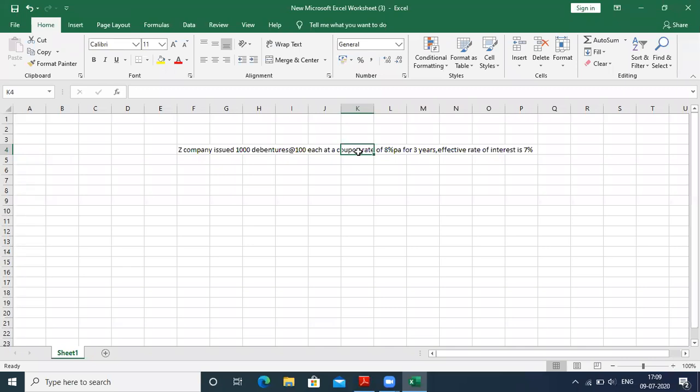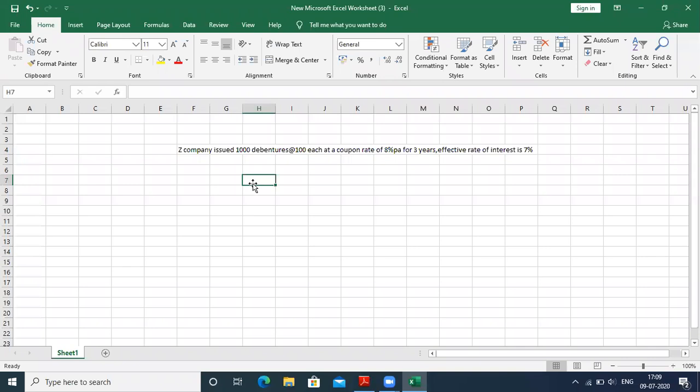So in financial statements we need to calculate the finance cost on the basis of effective rate of interest, not on the basis of coupon rate. So we will use the coupon rate only for the purpose of calculating the present value of the debenture. As per the financial instruments accounting standard, this coupon rate is only useful for calculating the present value of the debentures. Now let me explain how to calculate the present value of this particular debentures.